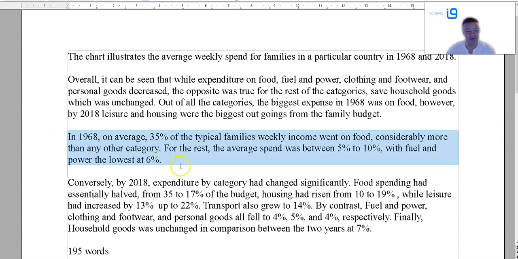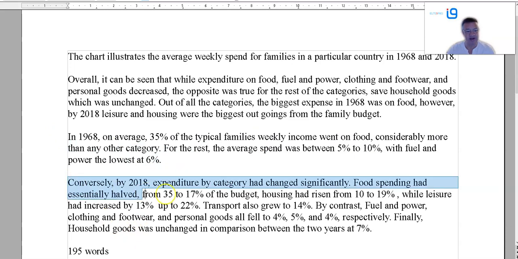1968, figures and data. 2018, figures and data. It fell to this percent. This is what you've got to do, figures and data. So, I'll leave this on the screen. You can take a look at it.